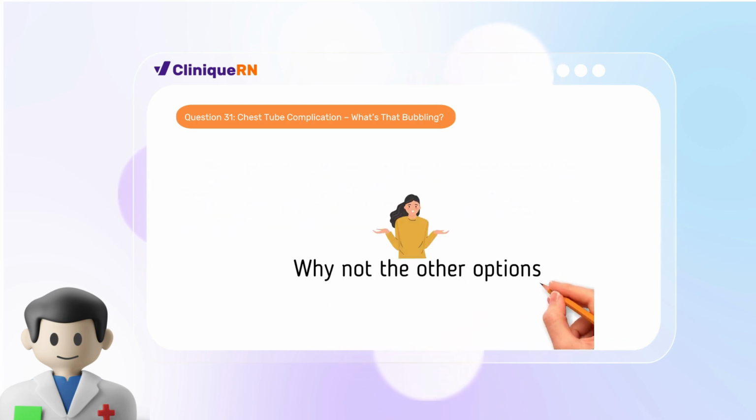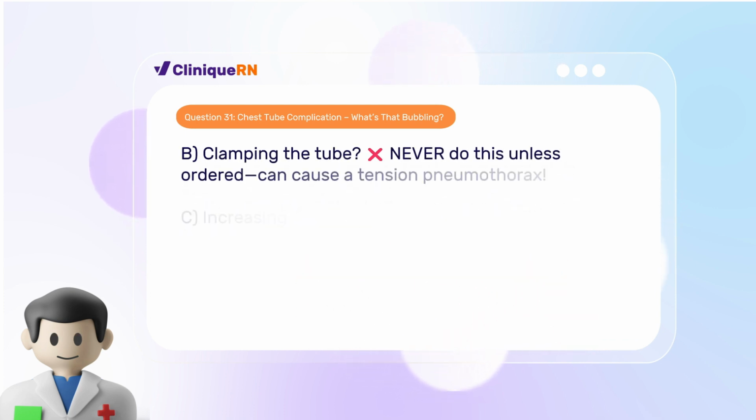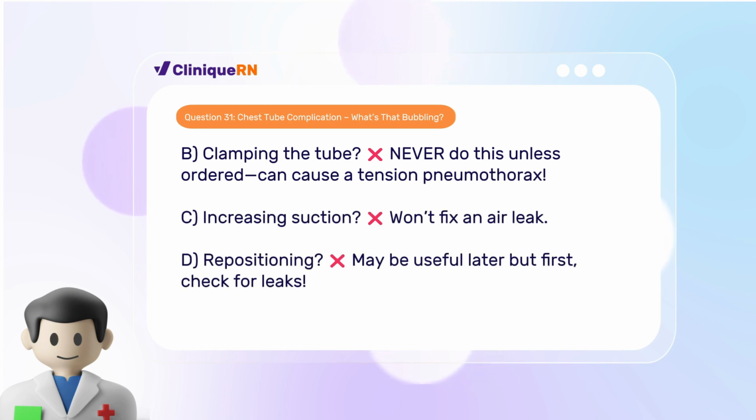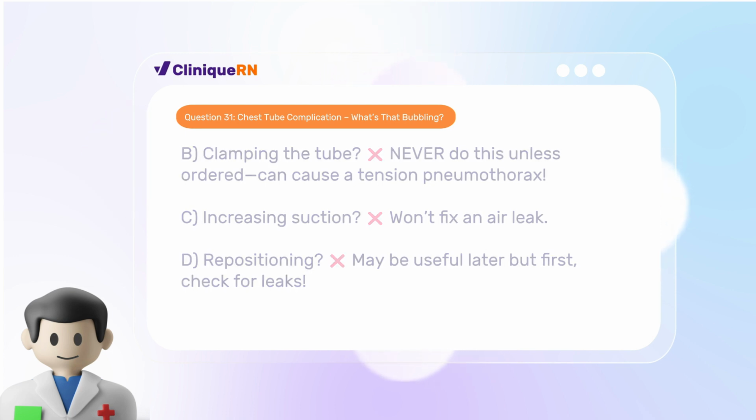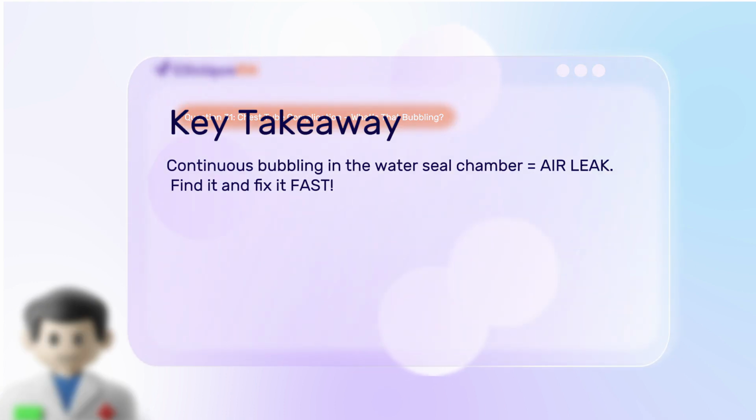Why not the other choices? B. Clamping the tube. Never do this unless ordered. Can cause a tension pneumothorax. C. Increasing suction. Won't fix an air leak. D. Repositioning. May be useful later. But first, check for leaks. Key takeaway: continuous bubbling in the water-sealed chamber equals air leak. Find it and fix it fast.